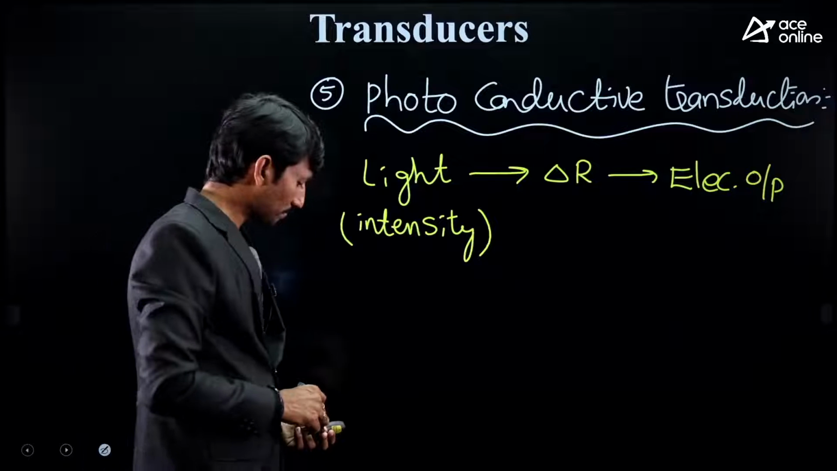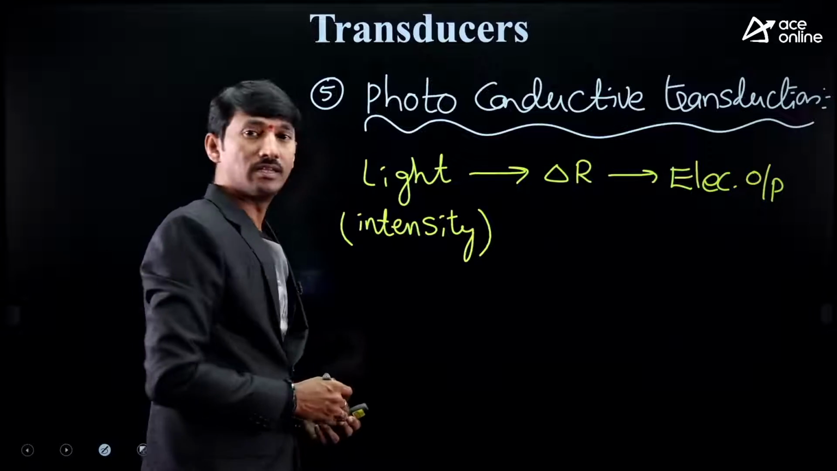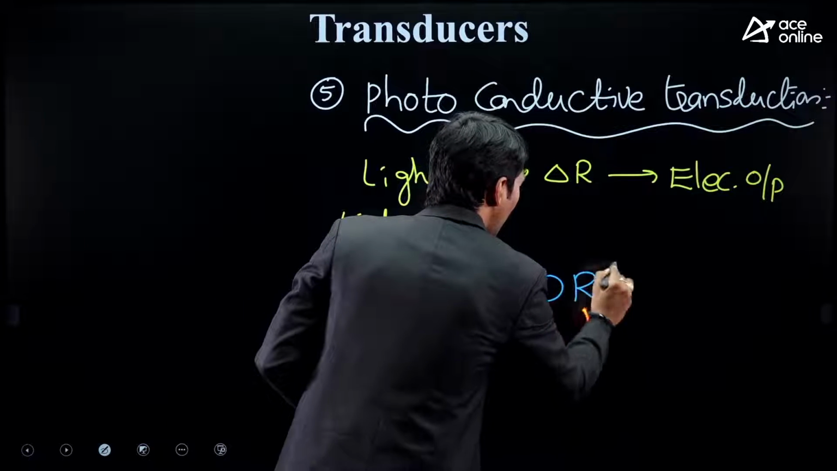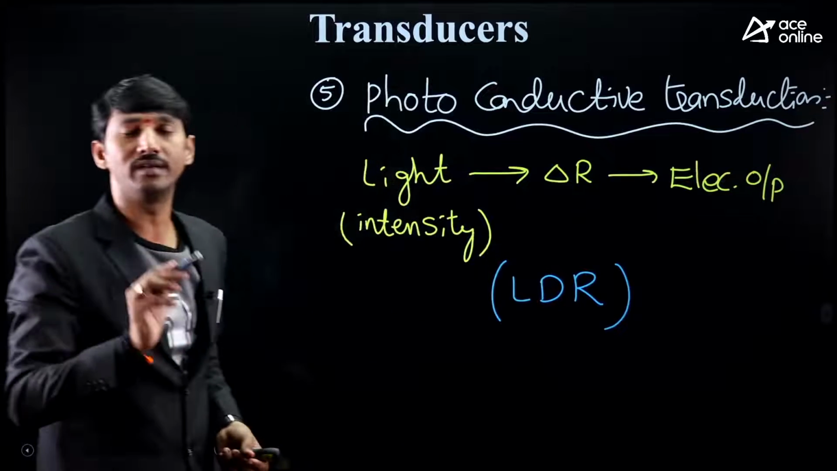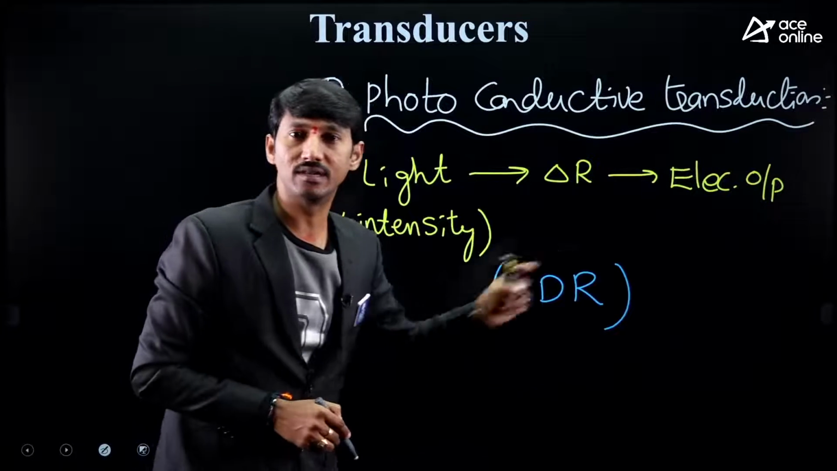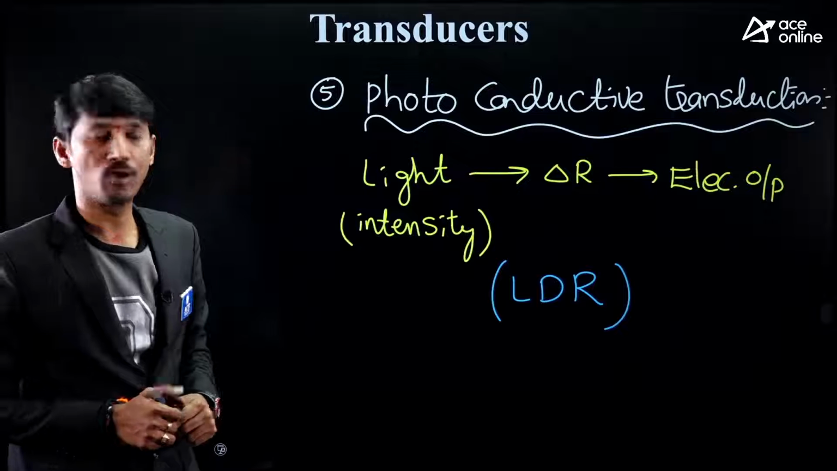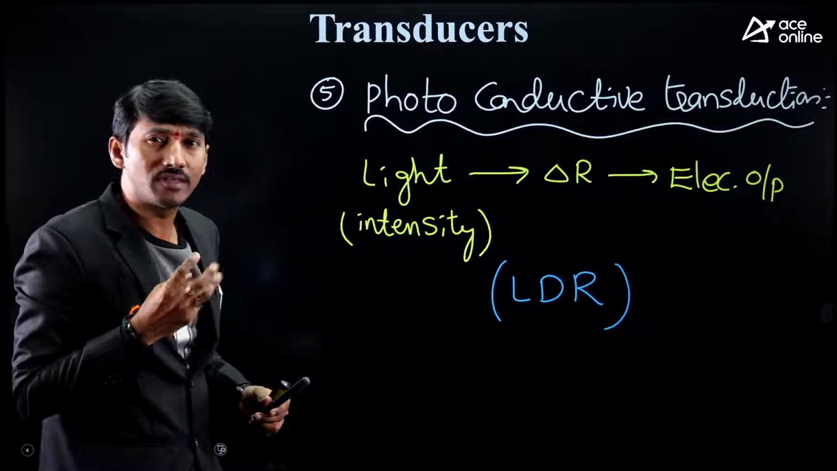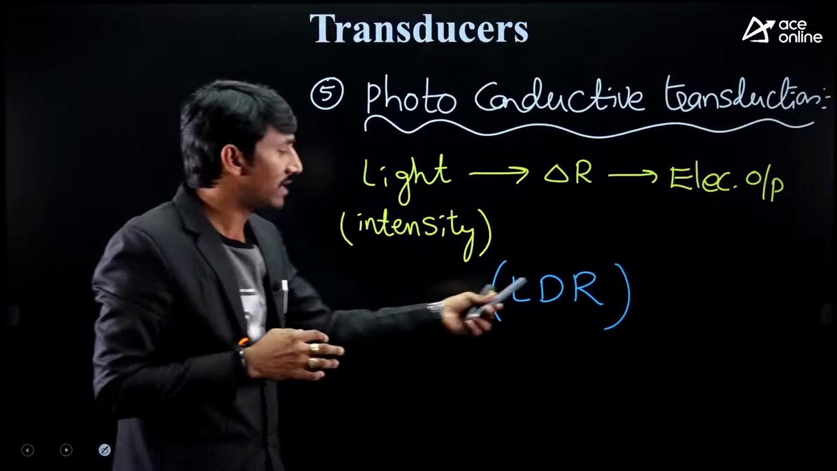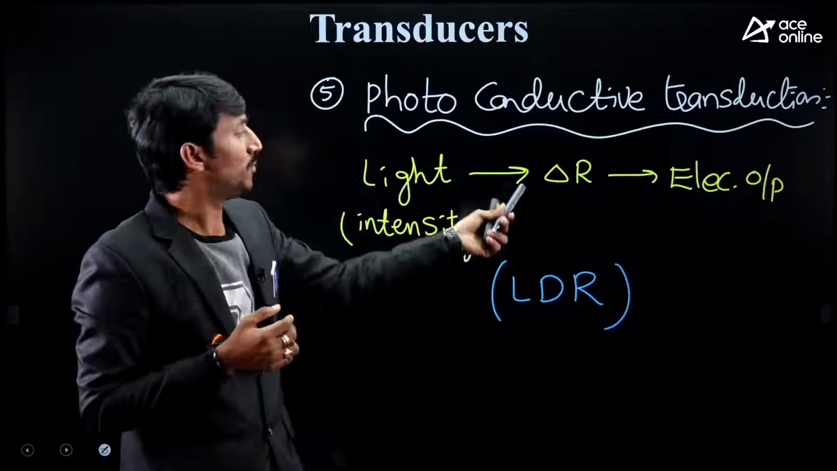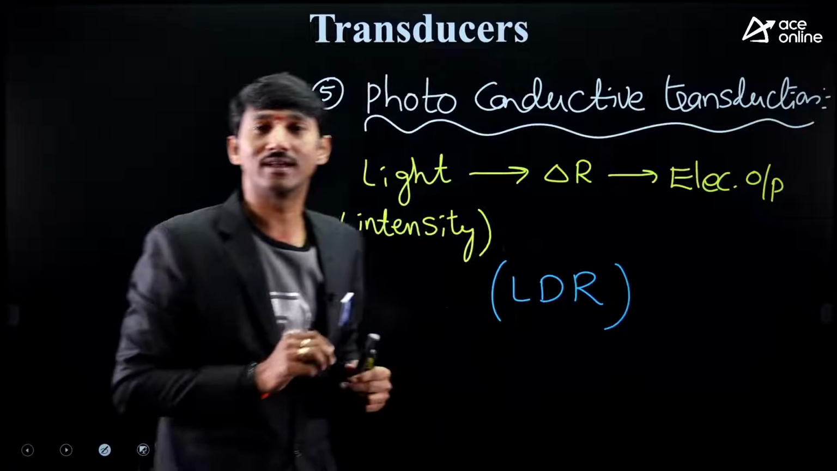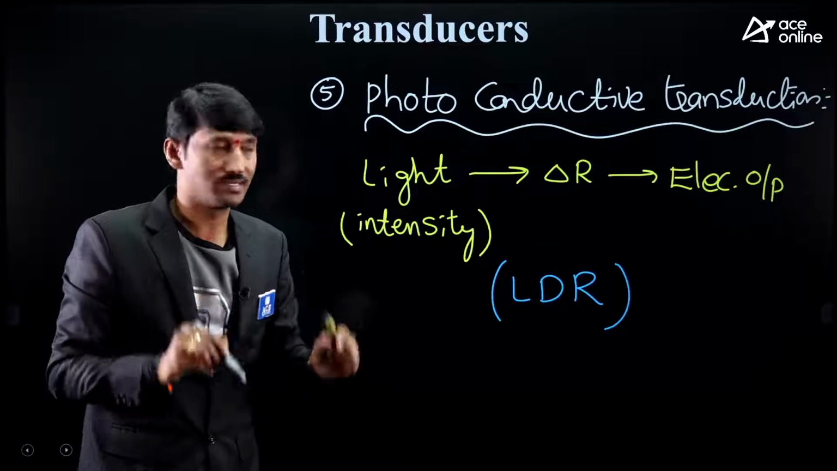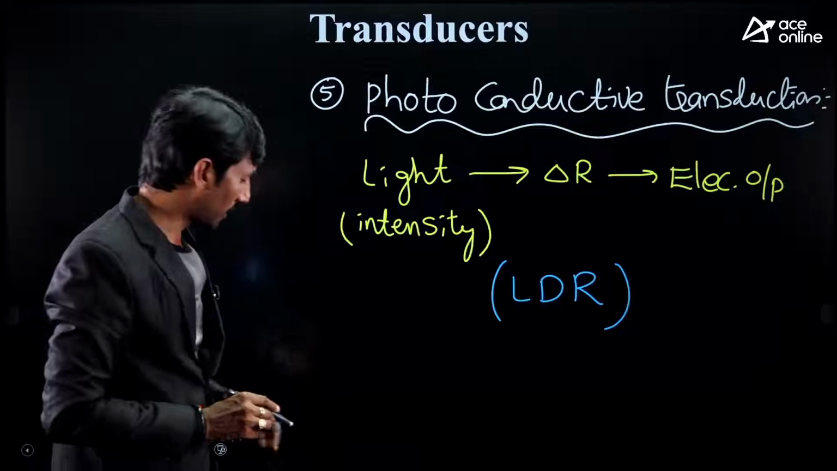Nothing but simply we are going to use LDR, light dependent resistor. So this light dependent resistor, based on the light intensity variations, change in the resistance occurs. Based on the change in resistance, corresponding electrical output will be available. This is the example for photoconductive.